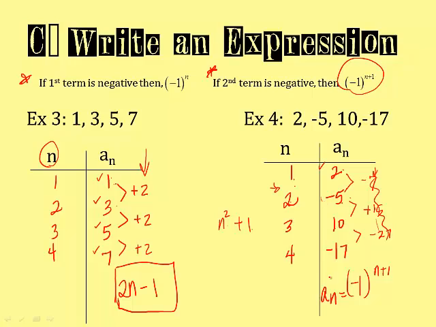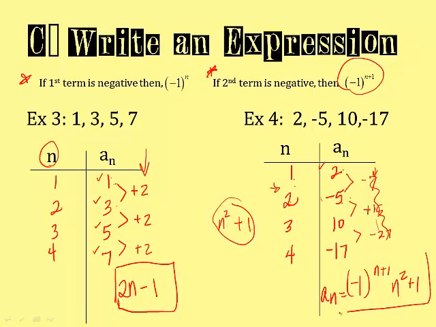Remember, I've taken care of the negative already down here, so I don't have to worry about the negative. But the 2 squared plus 1 is 5. 3 squared is 9 plus 1 gives me the 10. 4 squared, 16 plus 1 gives me 17. So this portion of my expression right here takes care of the alternating sign. This portion we just discovered gives us the values, the 2, the 5, the 10, 17. So n squared plus 1.